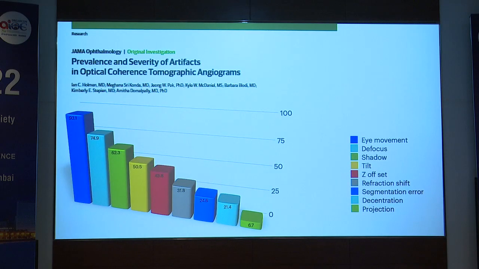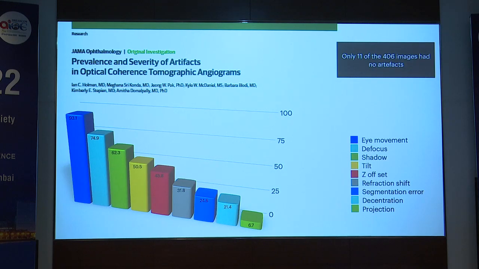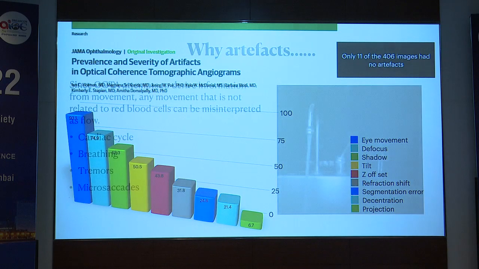This was a very nice study done by the Wisconsin Reading Center. They wanted to know the prevalence, how common these artifacts are. And to my surprise, only 11 of 406 had no artifacts. That means 98% of OCTA images will have some form of artifact. So it's important to know which artifacts can be present, the most common being eye movement and then defocus. I'll be sharing some of them.